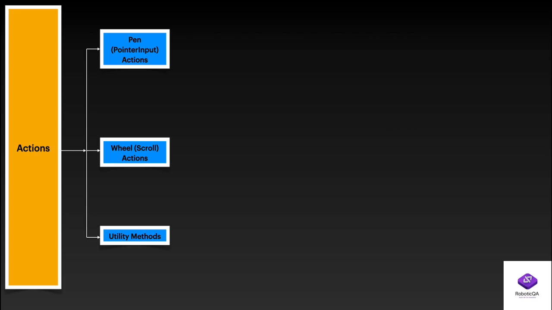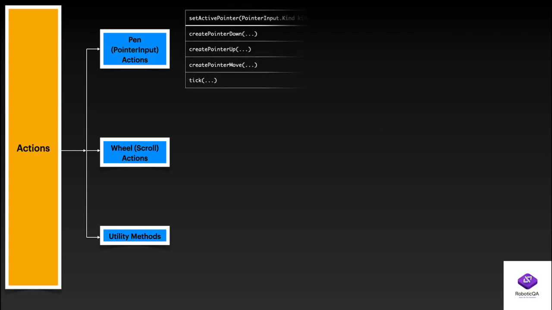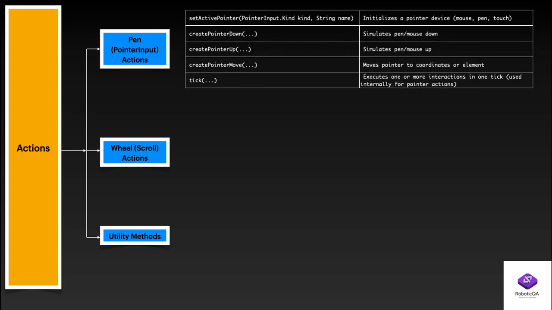Wheel actions, like on the mouse we have the wheel button, right? So using that also we perform some action and utility methods. So what are the pointer actions available, right? Set active pointer, create pointer down, create pointer up, create pointer move, and tick.